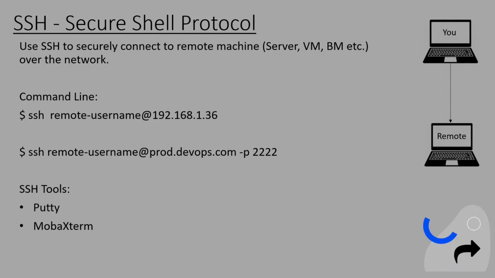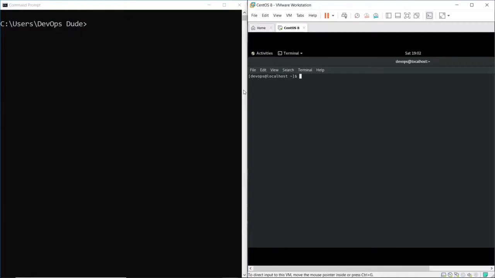Okay, now let's see how it works. First, we will try command line. As you can see, I'm running a virtual machine on my VMware workstation. So I'm going to use SSH from a Windows command line prompt to connect remotely to my virtual machine in VMware. So first I'm going to get the IP address of the remote server.